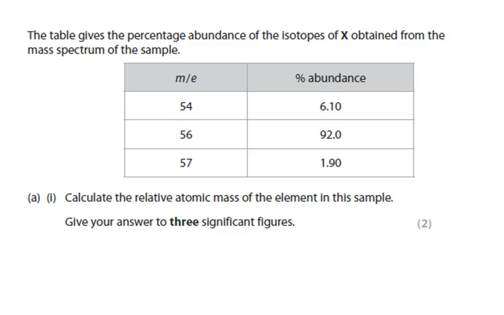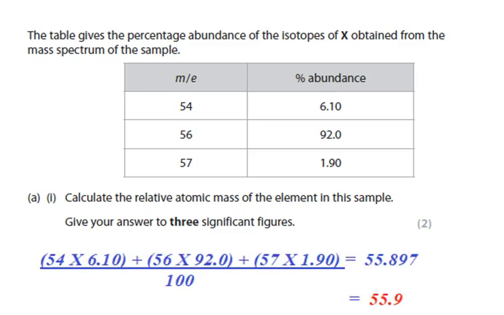Okay? Another question, again, he gives me a percent abundance and he says calculate the relative atomic mass. In the same way, in this case, he's asking for 3 significant figures. So this would be 55.9. Now, if we say that a substance X has a mass of 55.9, can you determine which element we're talking about? If you look at the periodic table, he's talking about isotopes of X, then X must be iron, because iron is the element that has a relative atomic mass of 56.